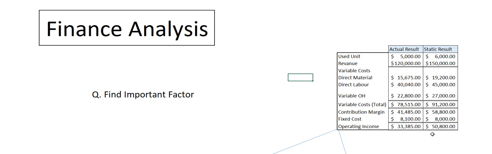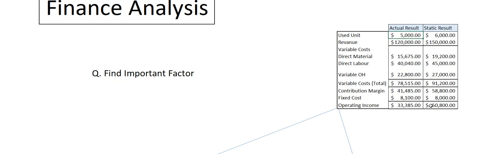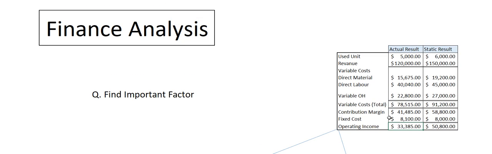Okay, so we can see that when the used unit is 5,000, the revenue generated is 1,20,000, and when it is 6,000, the revenue that comes out is 1,50,000. So this is our budget, but we can see that the revenue is less due to less sale. What we are going to find is the change in operating income, which we can see is negative, and the contribution margin also seems to be negative.